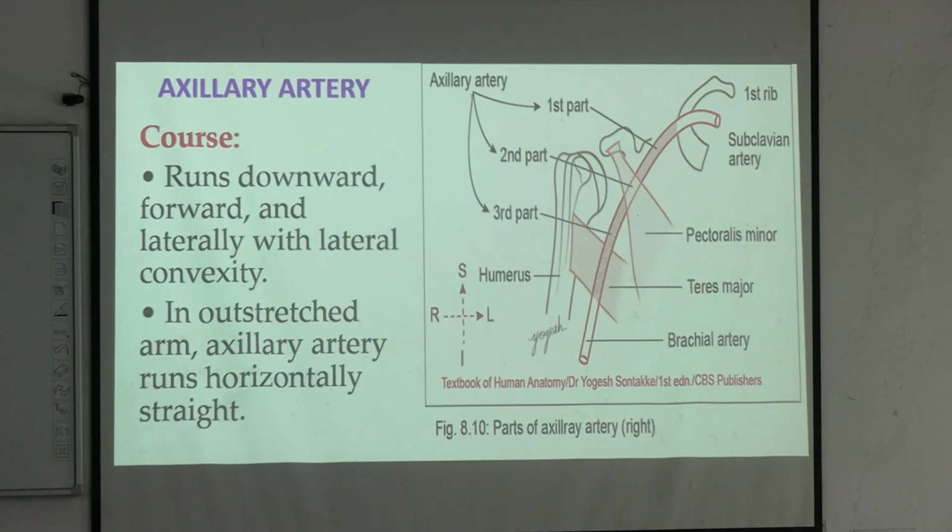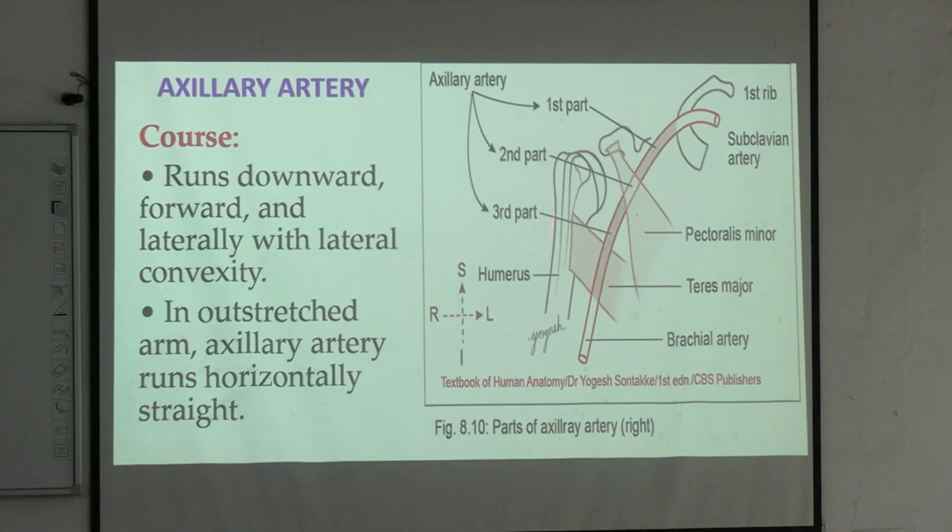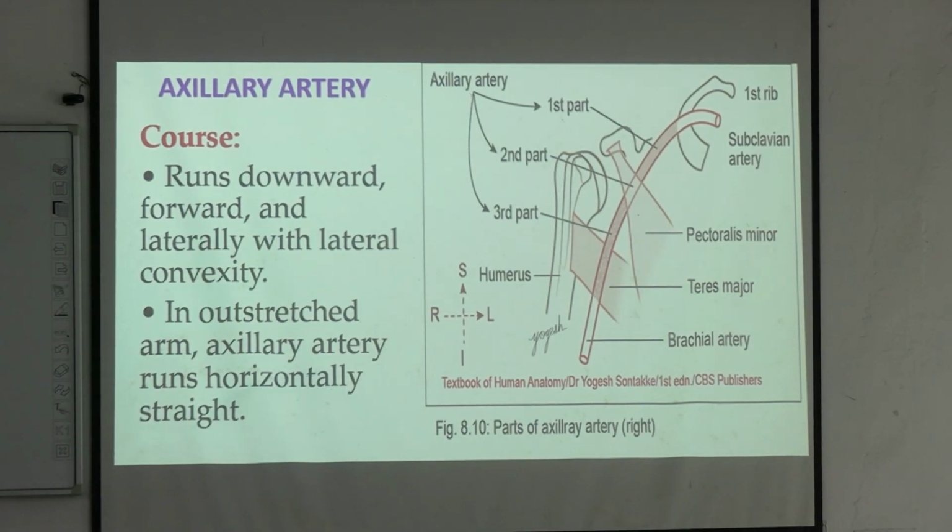Okay. So what is the course? It runs, see here, this is the subclavian artery, here it originates as a continuation of subclavian artery from outer border of first rib up to the lower margin of teres major. And this pectoralis minor muscle is dividing it into three parts, first part, second part, third part. Okay. And you practice a schematic diagram like this for axillary artery. This can also come as a long question. Axillary artery runs downward and forward and laterally with lateral convexity, and in outstretched arm, axillary artery runs horizontally straight.